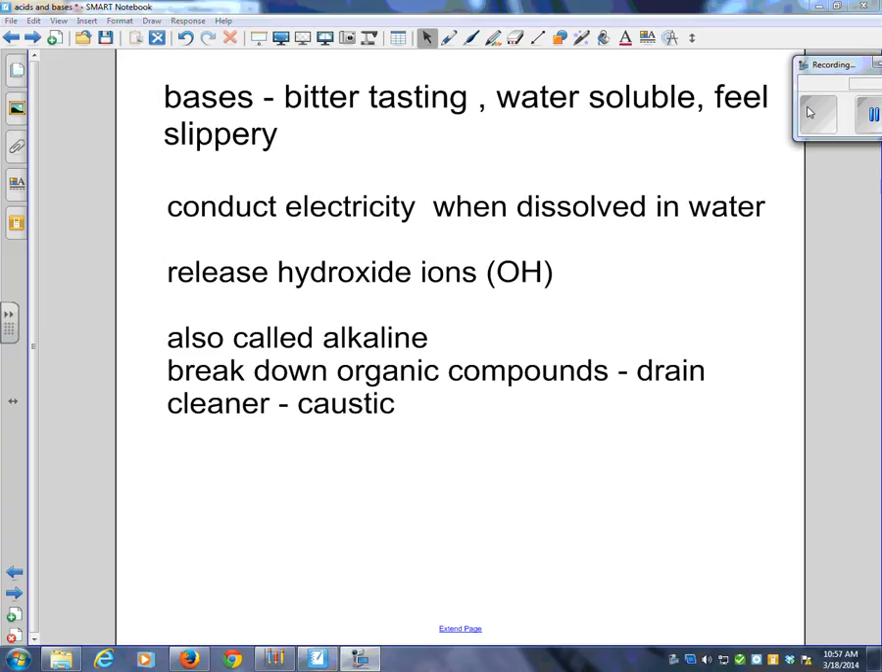It sounds like CLR then is an acid. It's reacting with the minerals, calcium and lime and rust. Although it does sound like it actually had some basic parts to it as well.